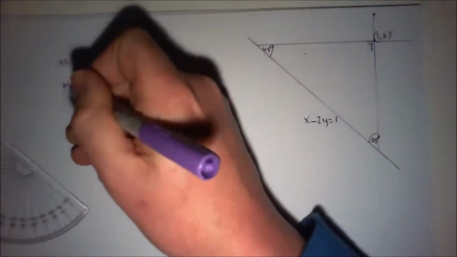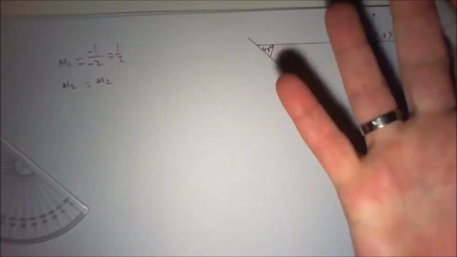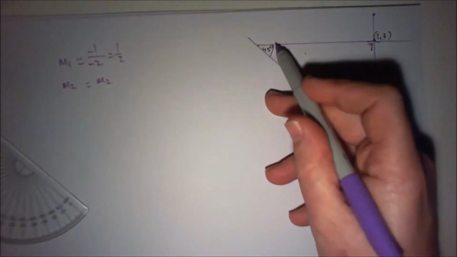So M2, we're just going to call it M2. We don't know what it is. But you can see where we're going with this because we have a lot of the information. We know the angle that they make between them. So we put them into our formula.